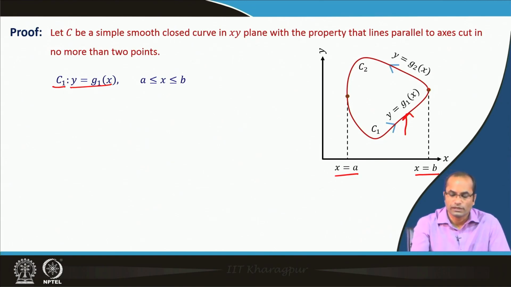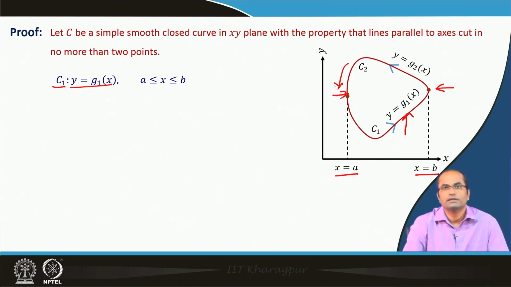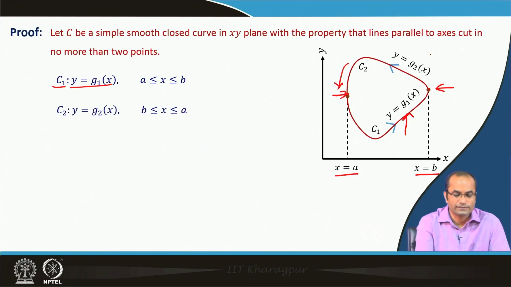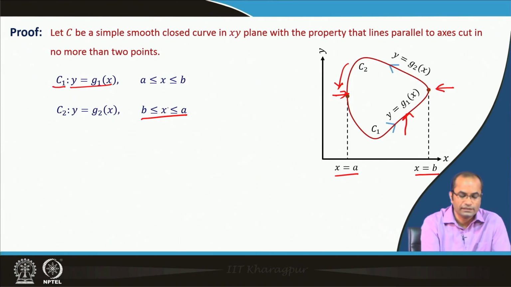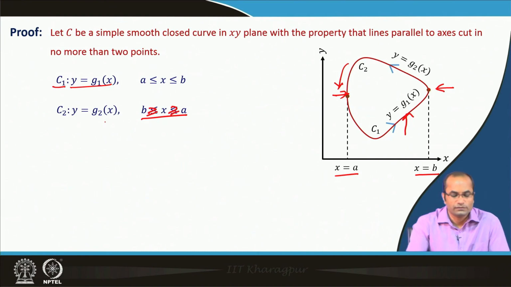The other curve, which starts from this end point here and goes along this up to this b point, is what we are calling the C2, and let us assume that the equation of the C2 is given by y is equal to g2 x. So, here for g2 x we have this x which lies between b and a. So, here we have this x which varies from b to a. That is exactly given here.